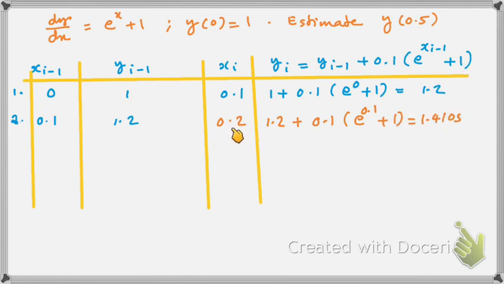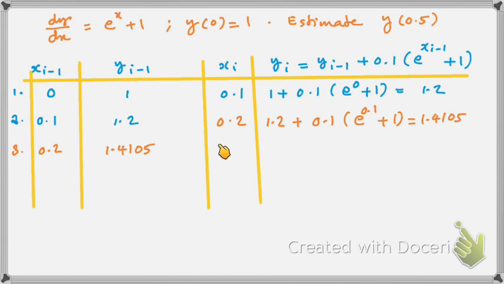So now I know that 0.2 and 1.4105 is the very next point, which is as close as possible to the curve, or rather it actually lies on the curve, we say. So 0.2, 1.4105 is known to be on the curve. Using that, I can find out the next point. So I take this as my initial point. This 0.2 and 1.4105 is my new point.